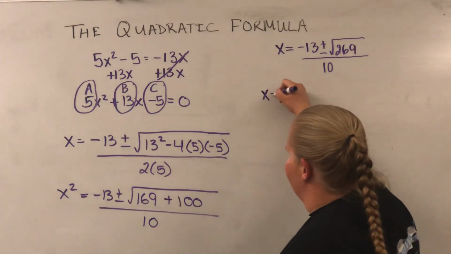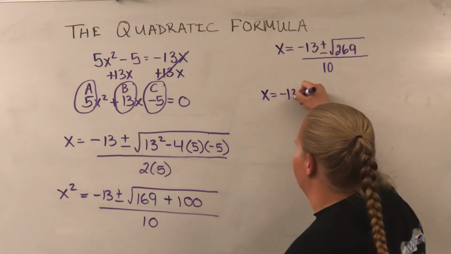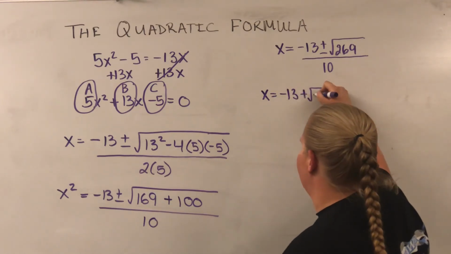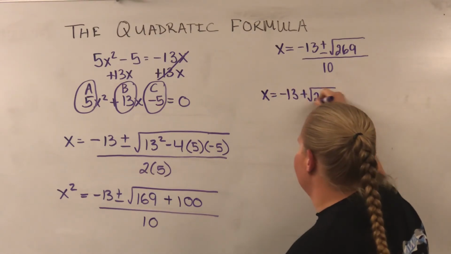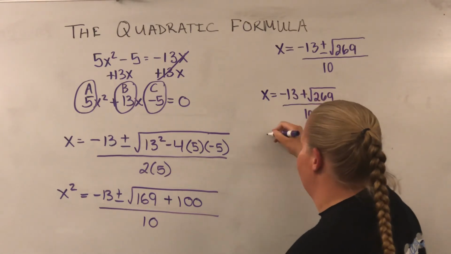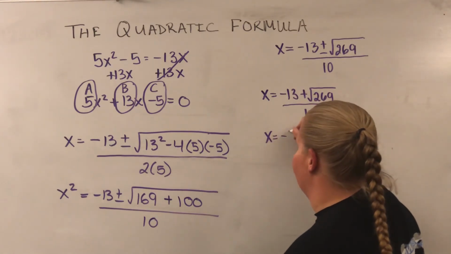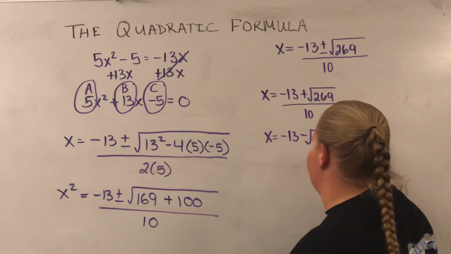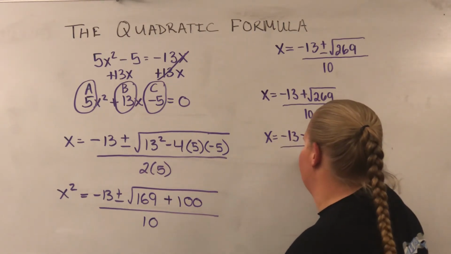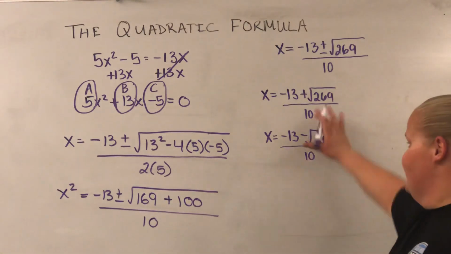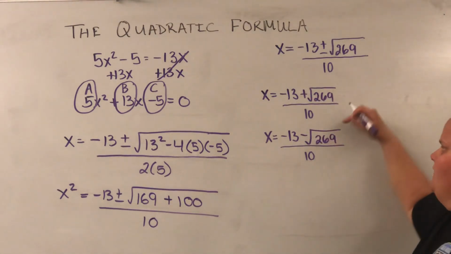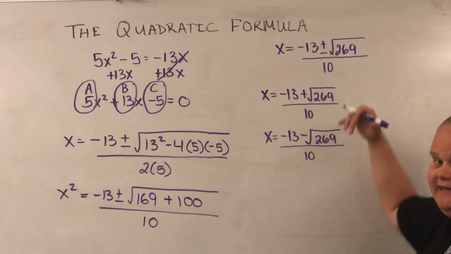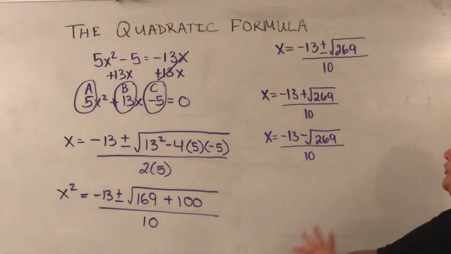So far I have x equals negative 13 plus the square root of 269 divided by 10, and x equals negative 13 minus the square root of 269 all over 10. And this is okay. These answers are perfectly fine. If you can't take the square root of 269, then that's all you can do. That's as far as you can go.